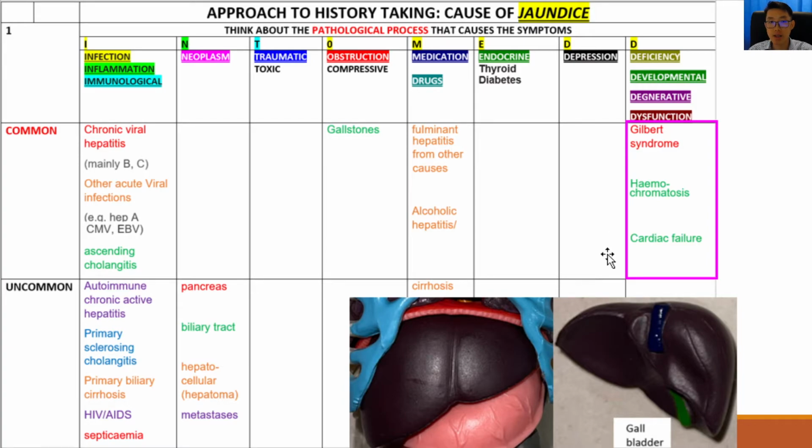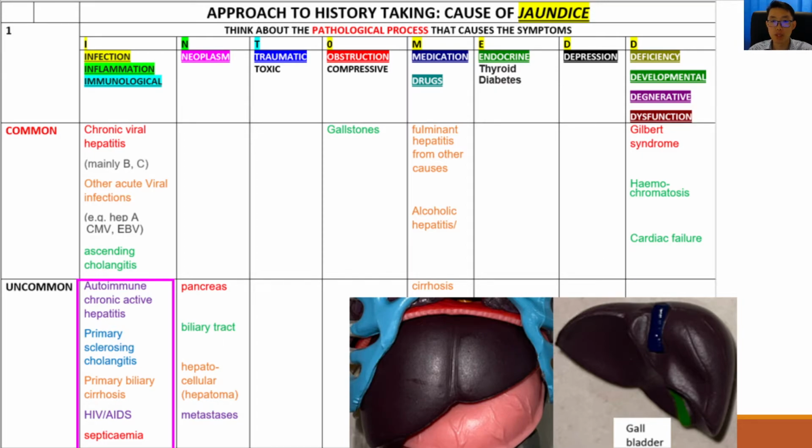In cardiac failure, there is also a congestion of the liver secondary to impaired cardiac function. In this case, in a similar way to other conditions, there is an impaired ability of the liver cells to perform their usual function in processing the bilirubin, therefore causing jaundice.